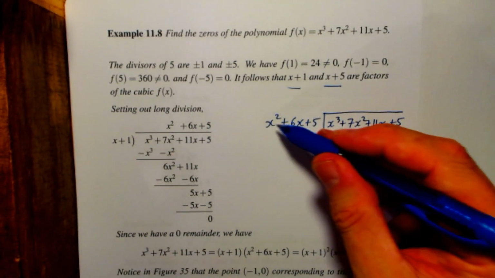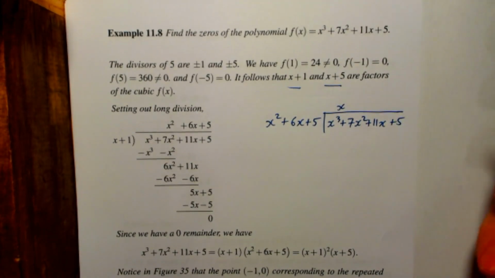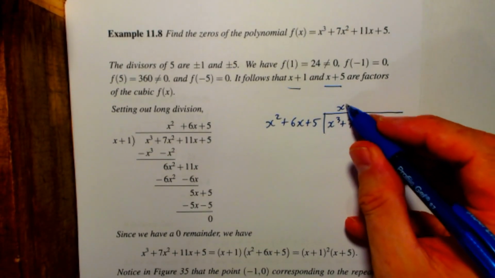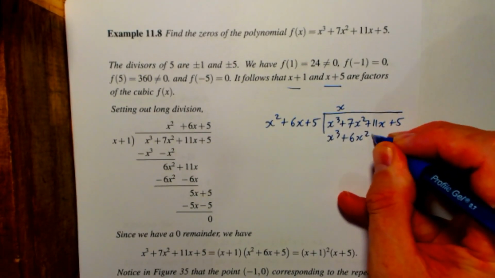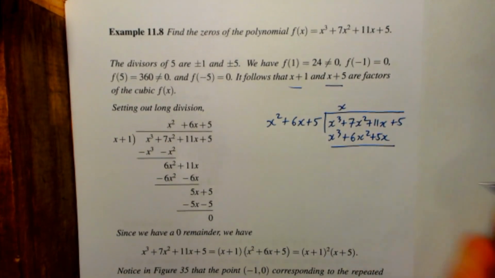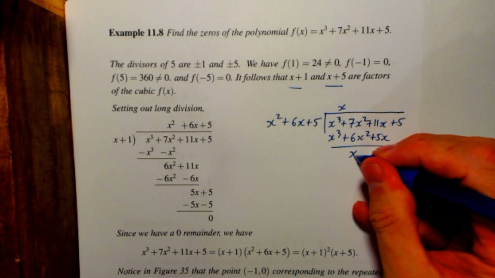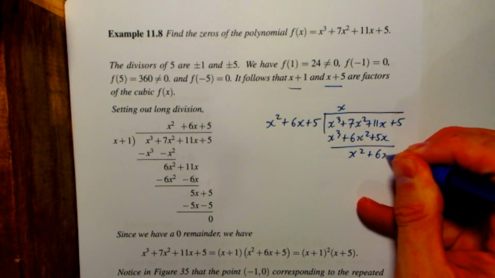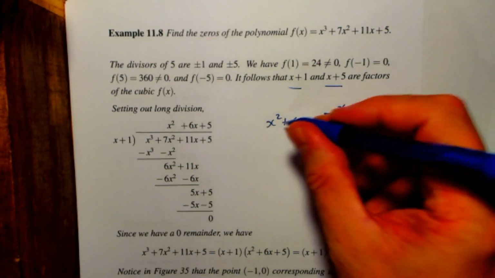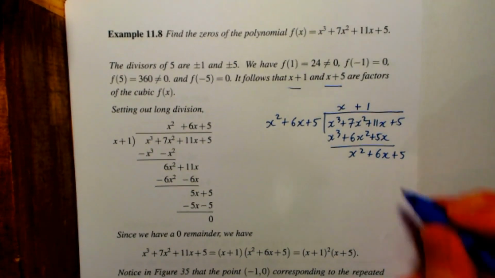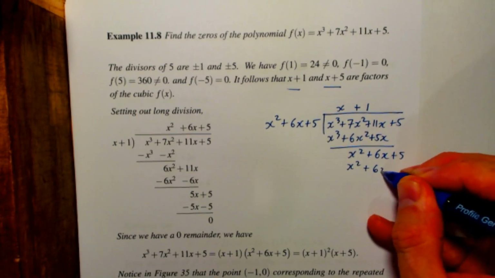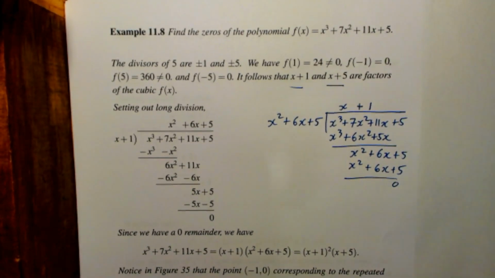Okay, x cubed divided by x squared is x. X times this is x cubed plus 6x squared plus 5x. Take the difference, we get x squared plus 6x plus 5. That's the same as that. So I need a plus 1 here. And then we take the difference, get 0.